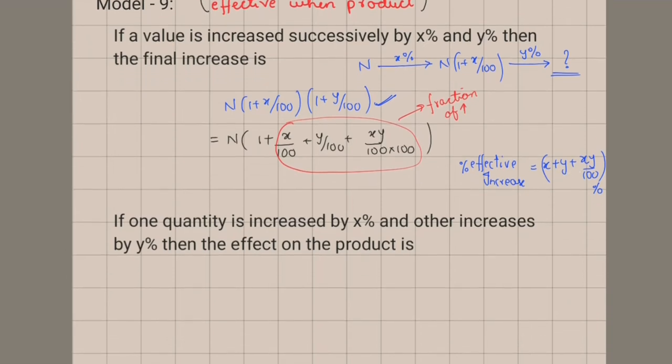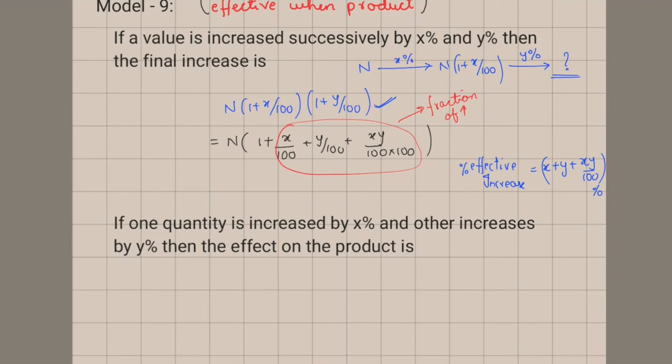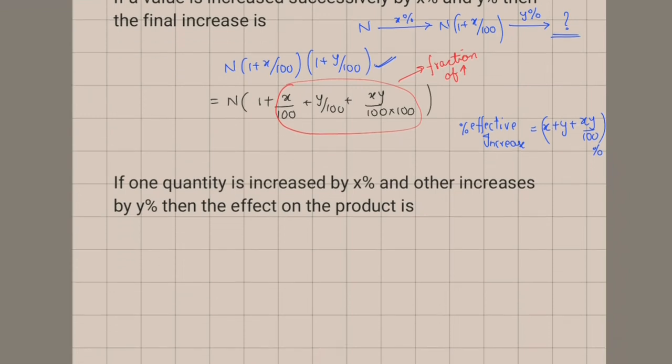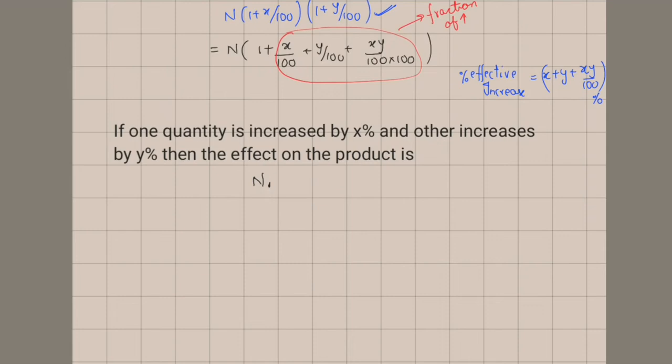ఓకే, లెట్స్ సీ వన్ మోర్ టైప్ ఆఫ్ క్వశ్చన్ where one quantity is increased by x percentage, other quantity is increased by y percentage, then the effect on the product. See, even in this case, we will get the same answer, which is x plus y plus xy by 100. Let's see why. Let's say one quantity is n1, other quantity is n2. The product is n1 into n2. Now this is increased by x percentage, then the value will be n1 into 1 plus x by 100. Similarly, this is increased by y percentage, then the value will be n2 into 1 plus y by 100.